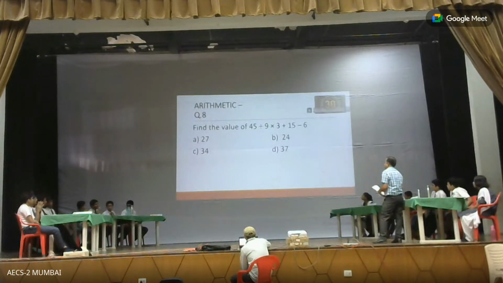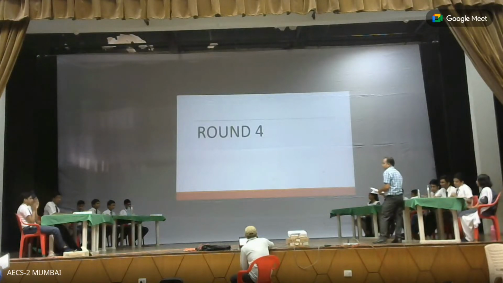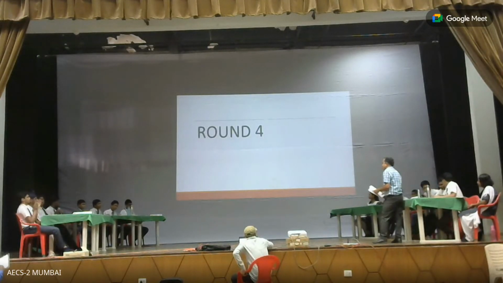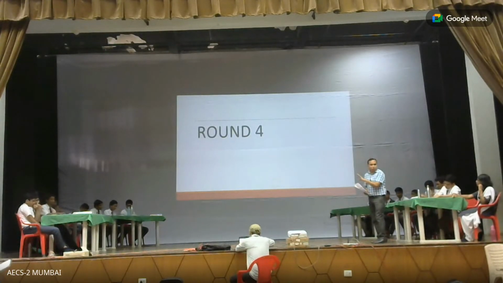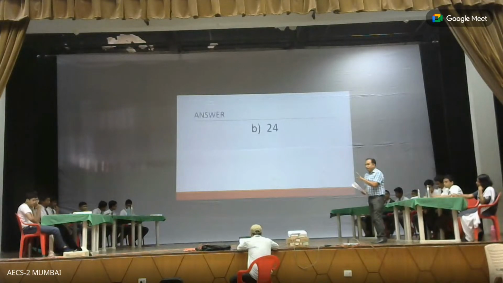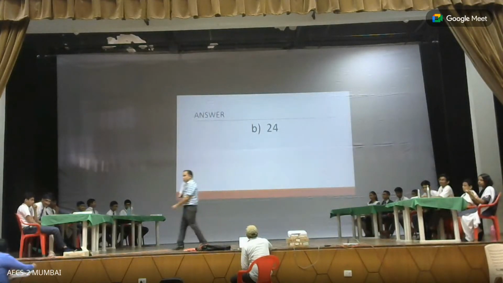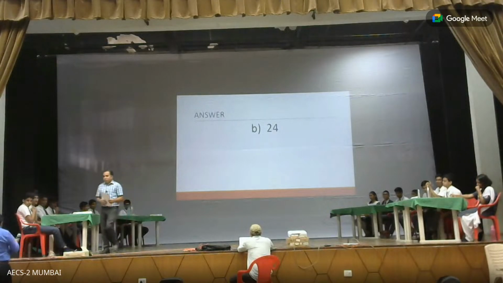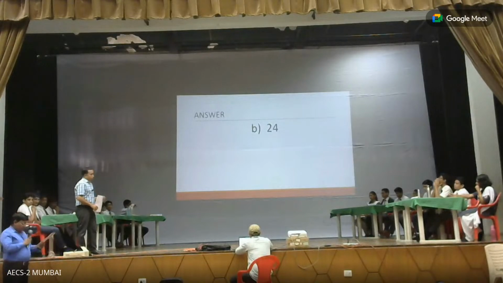Time begins now. B, 24. B, 24. So plus 10 marks. I hope the answer is quite perfect. Plus 10 marks for giving the right answer. And after 8 questions of the last round, round 3, arithmetics round, I don't remember that we have deducted anyone's marks, but even then, let's get the verification from the scorer side. Sir, Deshmukh sir, can we have the scores, please?